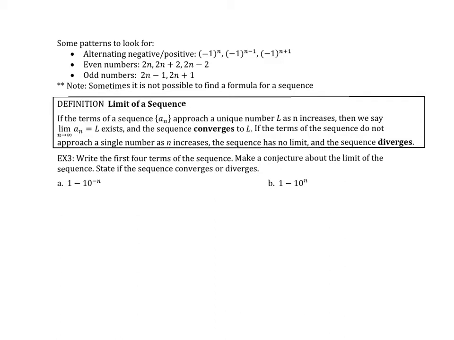So some patterns you want to look for when you're trying to figure out a formula for your sequence is an alternating negative positive. So it's always going to be some power of negative 1. You just have to figure out what that power is based on the n values.